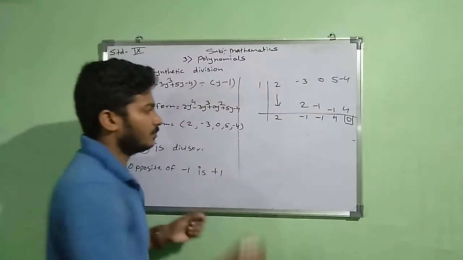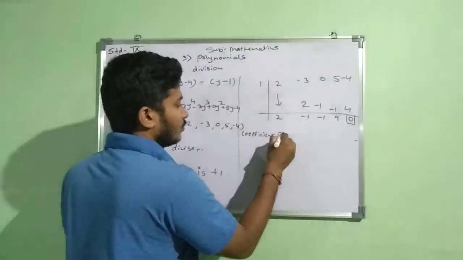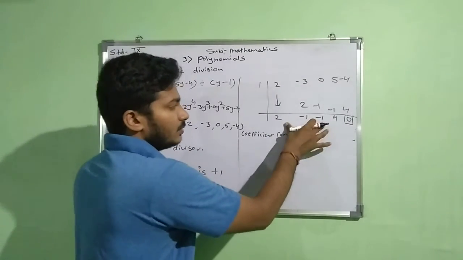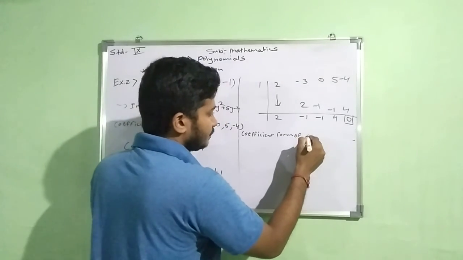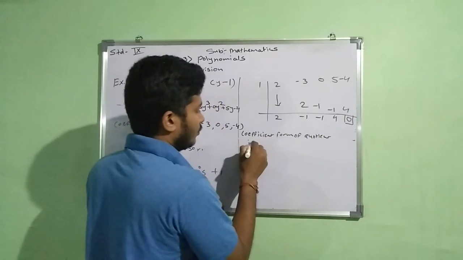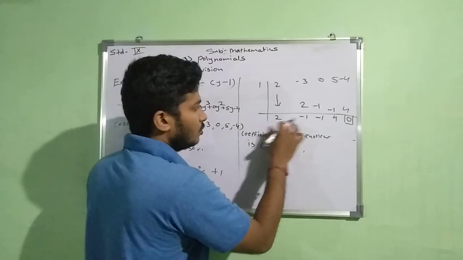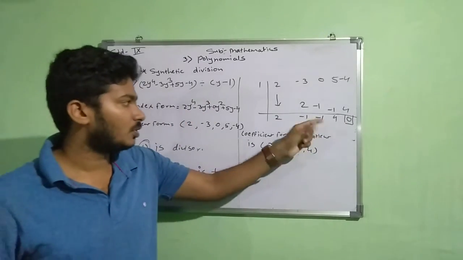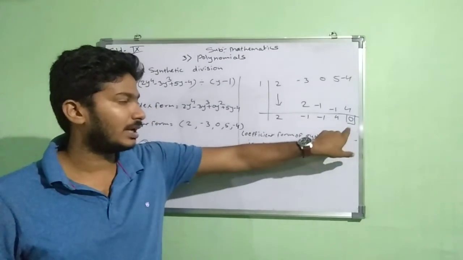So this is the coefficient form of our quotient: 2, minus 1, minus 1 and 4. That is 1, 2, 3, 4, four terms are the quotient, and that last one is the remainder.